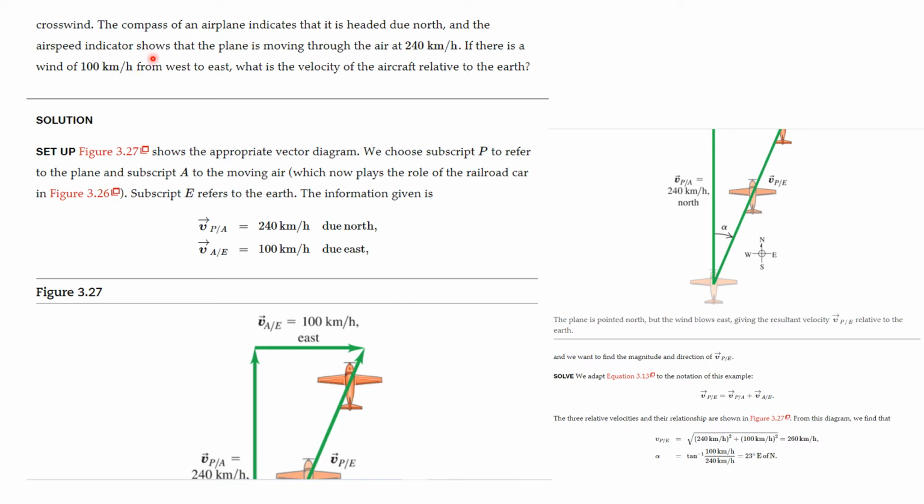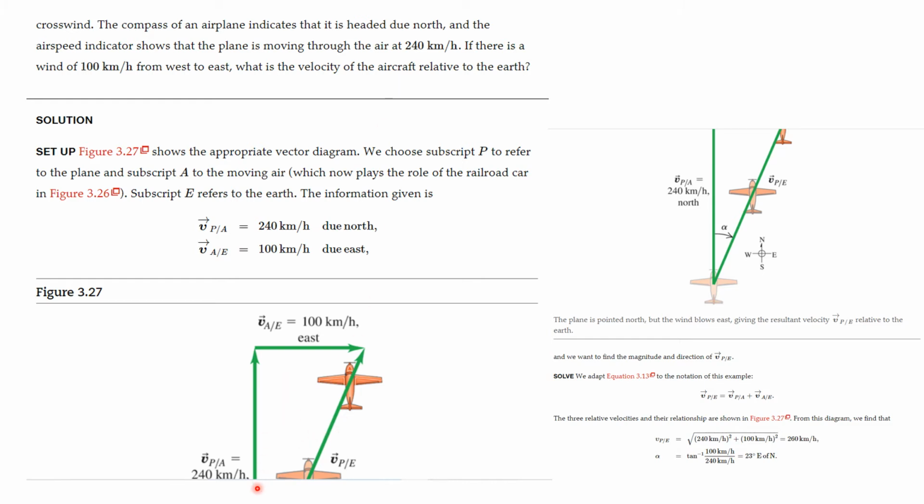Let's do another one. Suppose the compass of an airplane indicates that it's heading north. So here's the airplane heading north, up to the top of the page. And the airspeed indicator shows that the plane is moving through the air at 240 kilometers per hour. If there is a wind of 100 kilometers per hour from west to east, what's the velocity of the aircraft relative to the Earth?